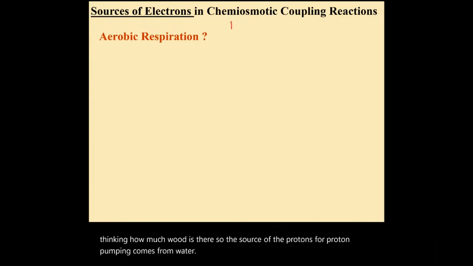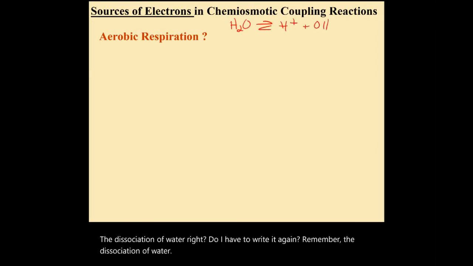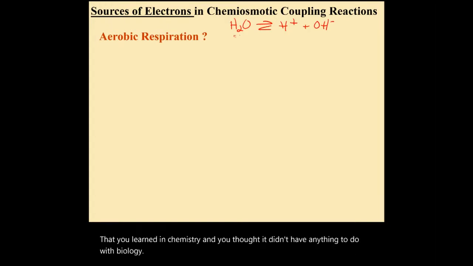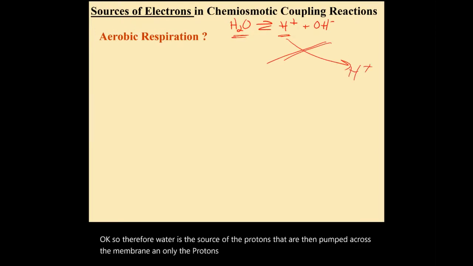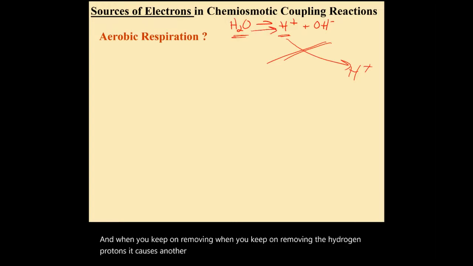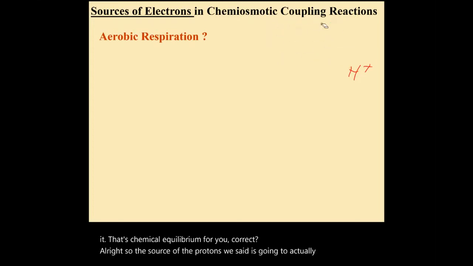The dissociation of water, right? Do I have to write it again? Remember the dissociation of water that you learned in chemistry and you thought it didn't have anything to do with biology? Okay? So therefore, water is the source of the protons that are then pumped across the membrane. And only the protons are pumped. And when you keep on removing the hydrogen protons, it causes another water molecule to want to associate to replace it. That's chemical equilibrium for you, correct? All right, so the source of the protons, we said, is going to actually be the dissociation of water.